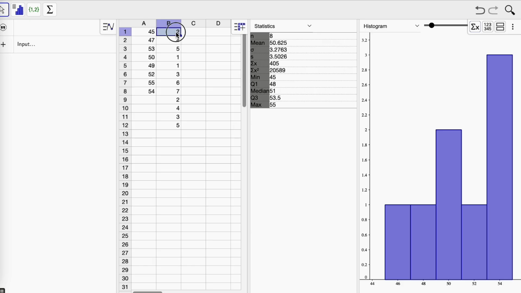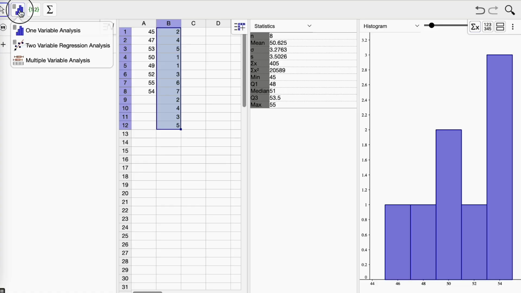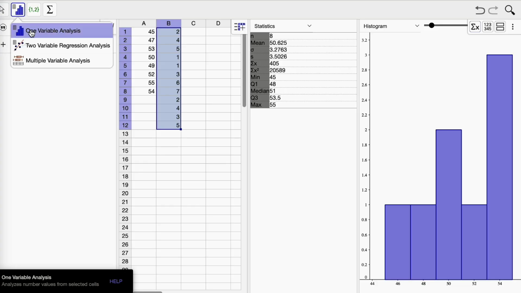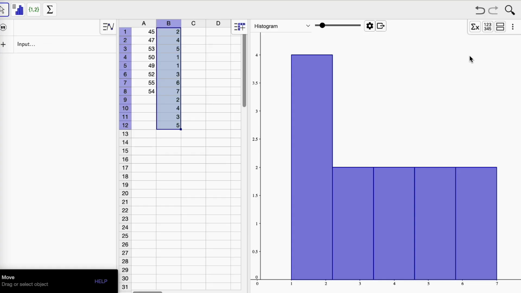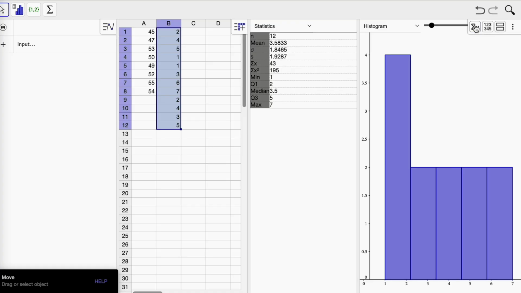Then we're going to do the same thing and find all the values we need for data set B. So I'm going to highlight data set B, click on the histogram icon, and choose one variable analysis. And then come over here and click the button to show our statistics. And here's everything written out that we need for data set B. So take a minute and copy that down as well, and then we'll hop back and work through all the parts of this question.